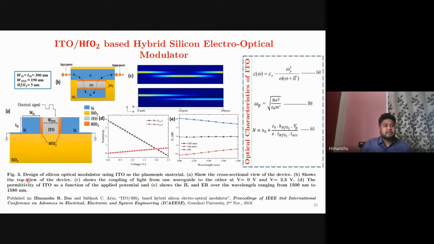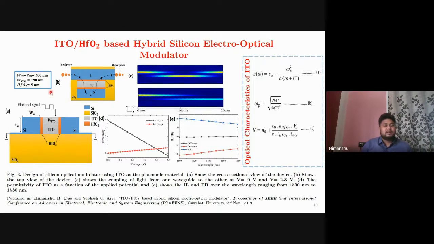So here in figure 3a, which is the cross-sectional view of our device, the blue color indicates the Si waveguide and the gray color indicates the ITO layer. The width and the thickness of the Si layer is 300 nanometer and the width of the ITO layer is 190 nanometer, which is separated from Si by hafnium dioxide, which is of 5 nanometer thickness.